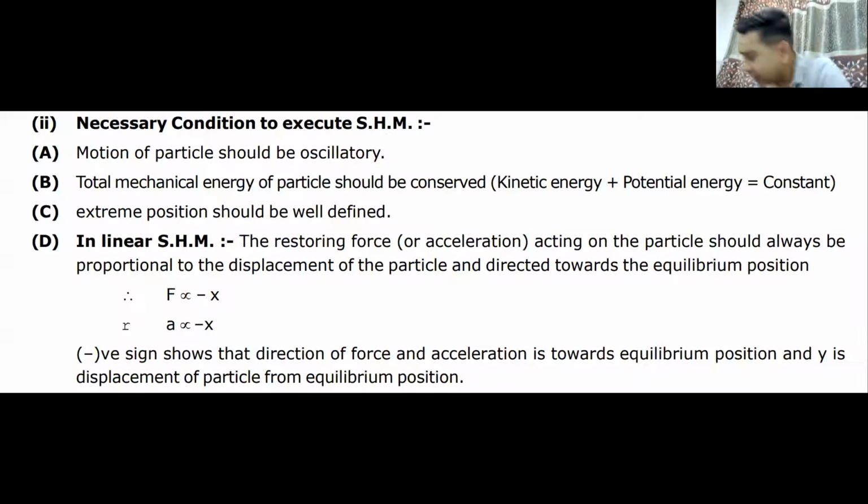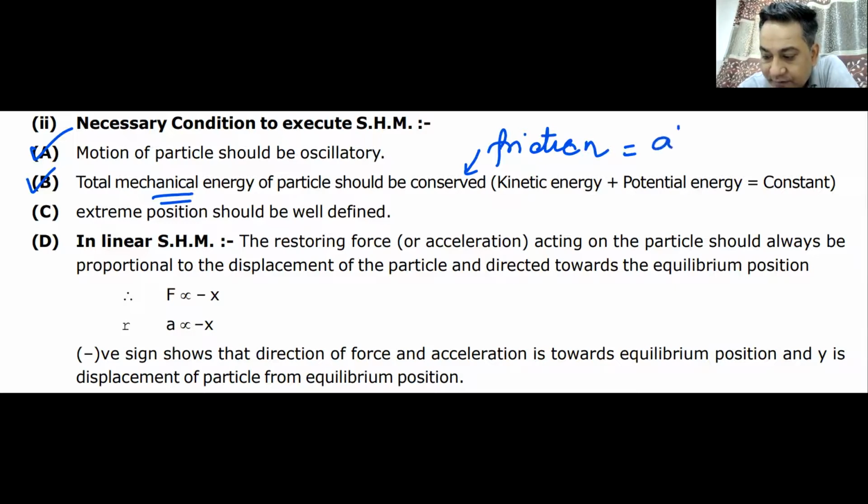Then we must write what are the necessary conditions for executing SHM. The first condition is the motion must be oscillatory. The second condition is mechanical energy should be conserved. That means friction should be absent. Do we understand this? Yes, sir. If friction is present, mechanical energy will not be conserved, and we would want friction to be absent, or the work done by friction should be equal to zero.